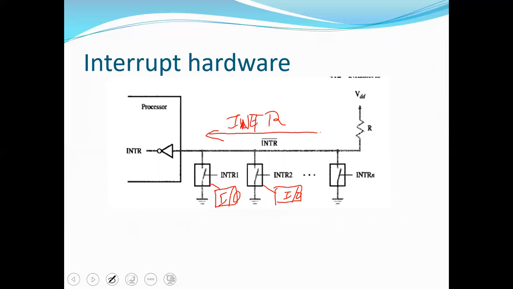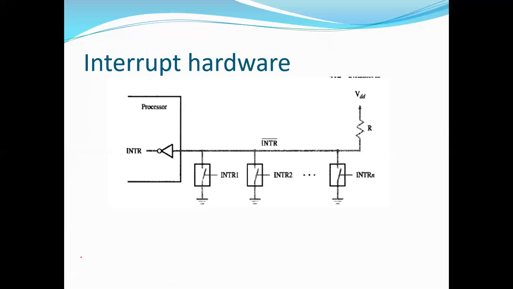Between the IO devices and the interrupt request line, there is a switch, which is indicated here. When the switch is closed, the current, the power passes through the switch, and it is grounded.